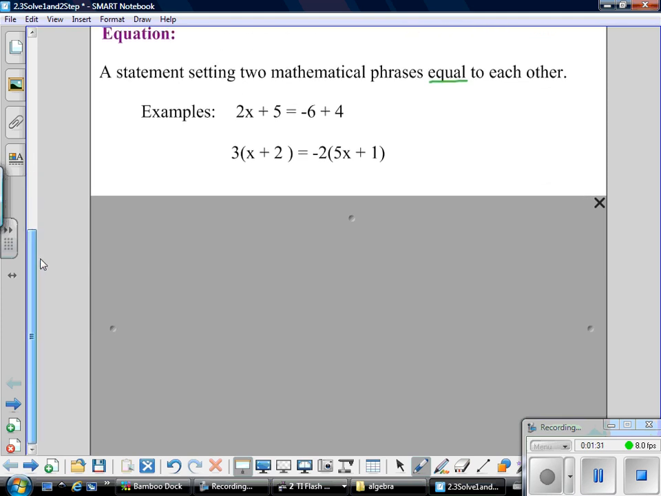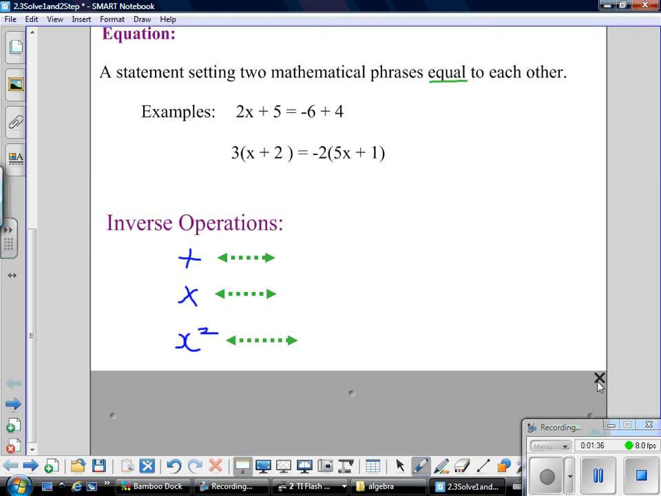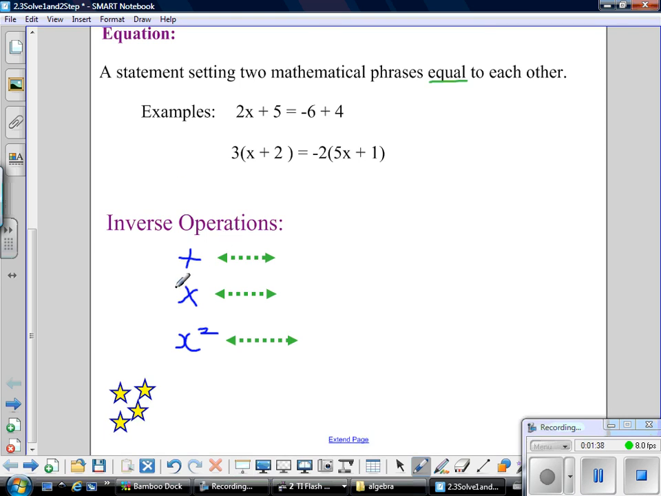Now, in order to do things to it, we have to follow certain rules. One of the rules we follow is called inverse operations. The opposite of adding something is subtracting something. The opposite of multiplying by something is dividing by something. The opposite of squaring something is the square root of something. It's important to remember these inverse operations because they're going to help us solve our mathematical equations.